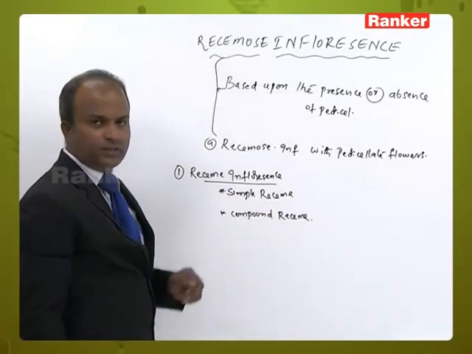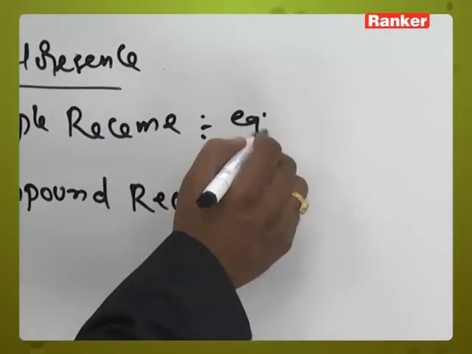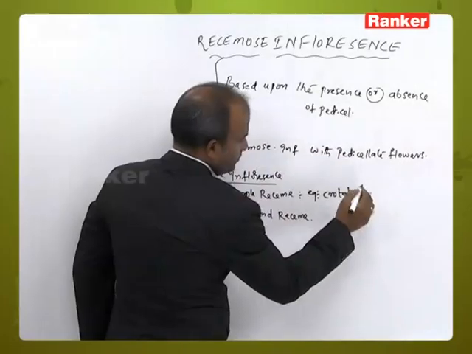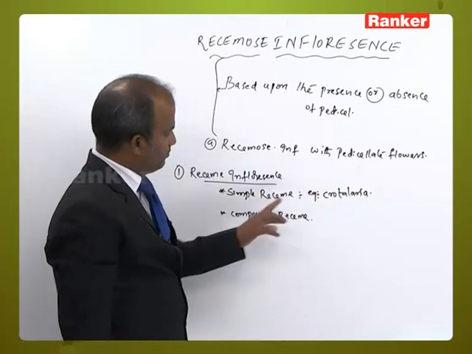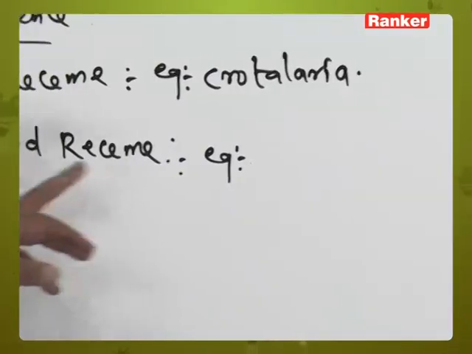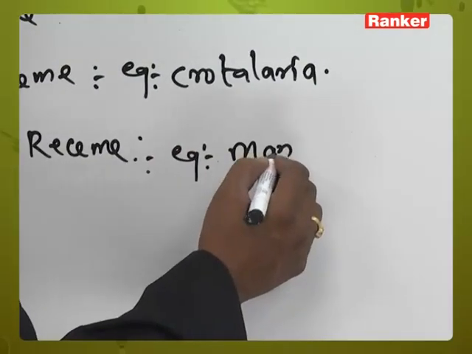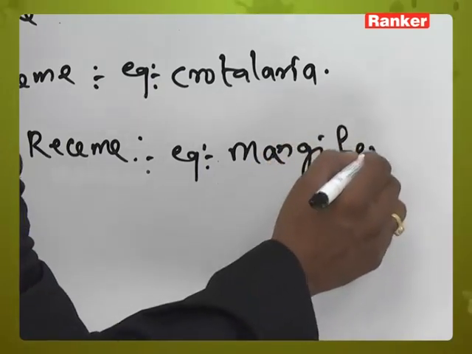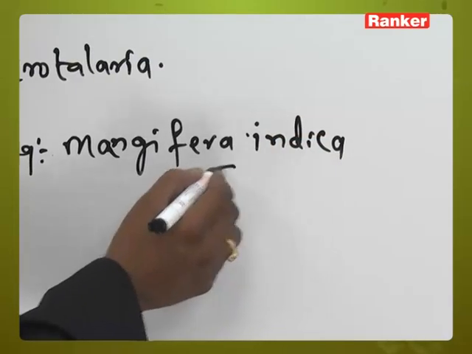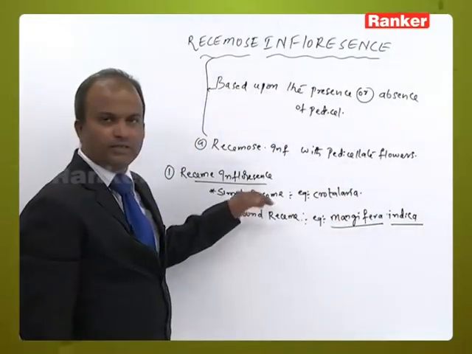The example for simple raceme is Crotalaria. And the example for compound raceme is Mangifera indica. So what is meant by simple raceme?